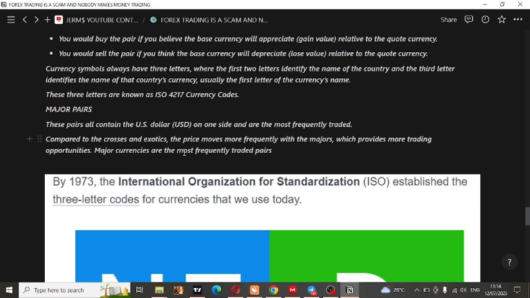So there is no massive movement. You don't see the market really moving much, just moving sideways. Plus, there's a massive cost on it. So there are actually a lot of forex pairs.